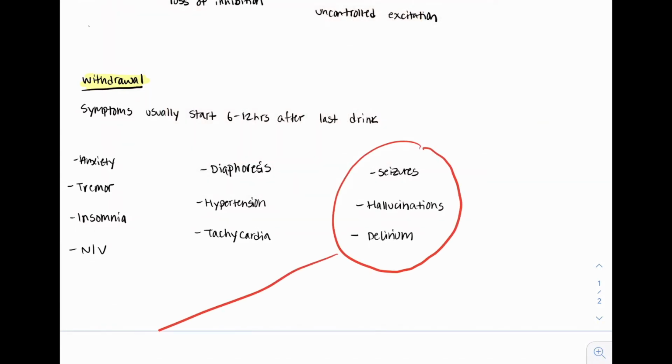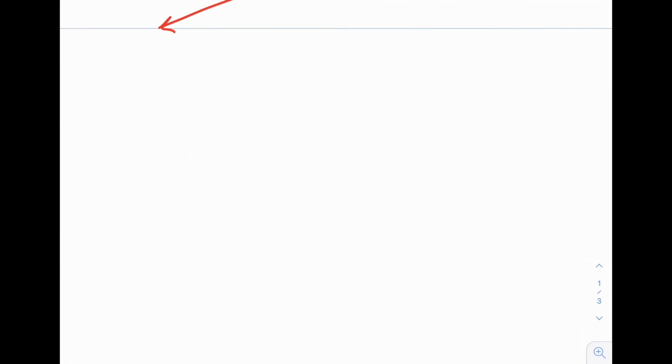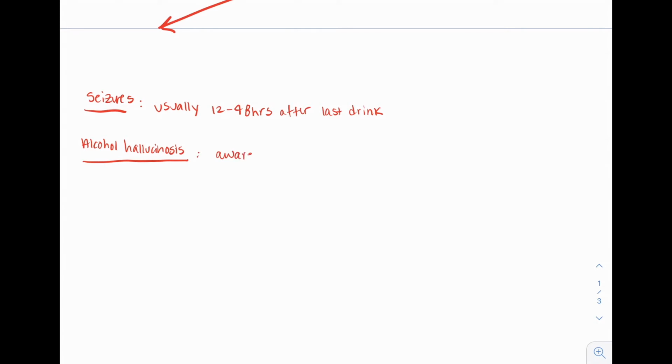So let's talk about these symptoms in a bit more detail. Seizures from alcohol withdrawal usually develop about 12 to 48 hours after the last drink. Alcohol hallucinosis refers to hallucinations seen in patients with alcohol withdrawal, and patients are usually aware of these hallucinations.